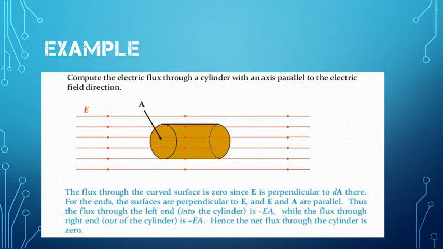Here is an example of electric flux. Compute the electric flux through a cylinder with an axis parallel to the electric field direction. The flux through the curved surface is 0 since E is perpendicular to dA there. For the ends, the surfaces are perpendicular to E, and E and A are parallel. Thus the flux through the left end is minus EA while the flux through the right end is plus EA. Hence the net flux through the cylinder is 0.